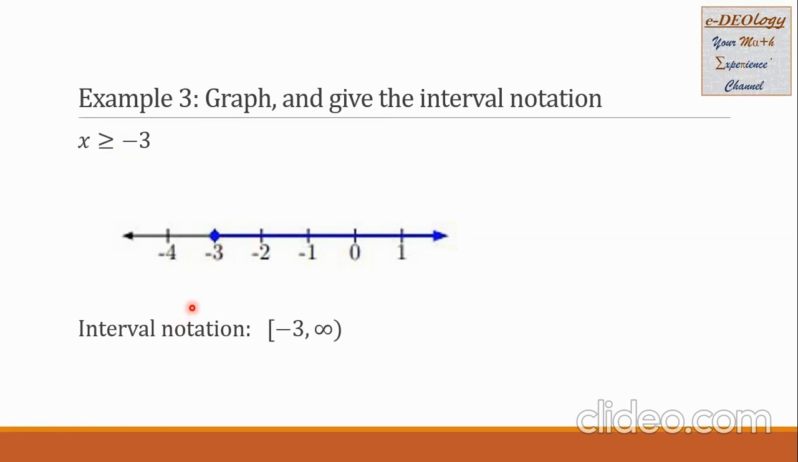So for the interval notation, we use the square bracket and then the -3, because the square bracket denotes that this -3 is part of the solution, followed by comma, and all numbers that are going to the positive infinity, we use infinity and the close parenthesis, because every time there is infinity, parenthesis is used.